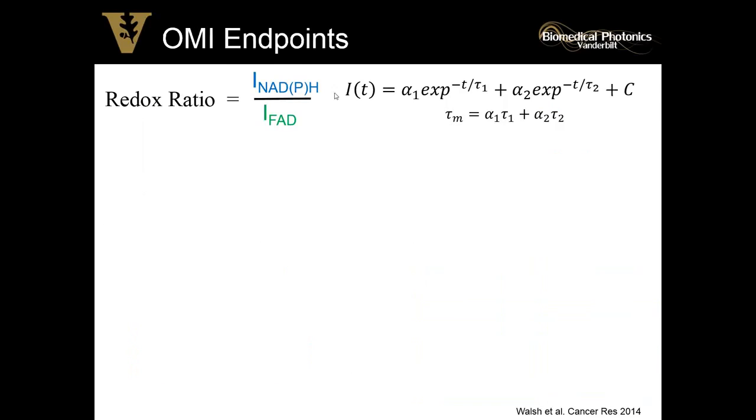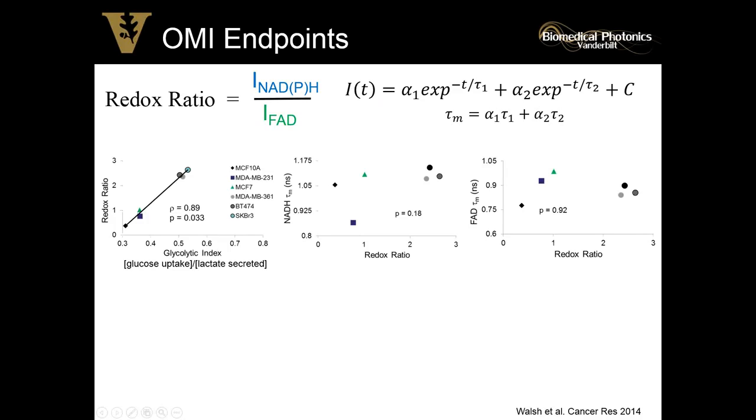So I talked about the redox ratio, which is just the fluorescence intensity of NADH divided by that of FAD. And then we have the fluorescence decay curves for NADH and FAD, and we can measure this weighted average lifetime for both of them. If we look at the relationship between these variables, we see some things that are somewhat surprising and somewhat expected. The redox ratio is very well correlated with the glycolytic index, which is just the concentration of the glucose taken up by the cells divided by the lactate secreted by the cells. And this is what we expect based on the oxidation-reduction state of the cell and the fact that we produce NADH in glycolysis and consume it in oxidative phosphorylation. This seems like it makes sense.